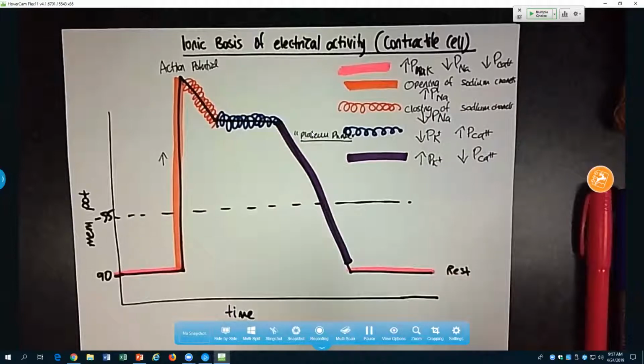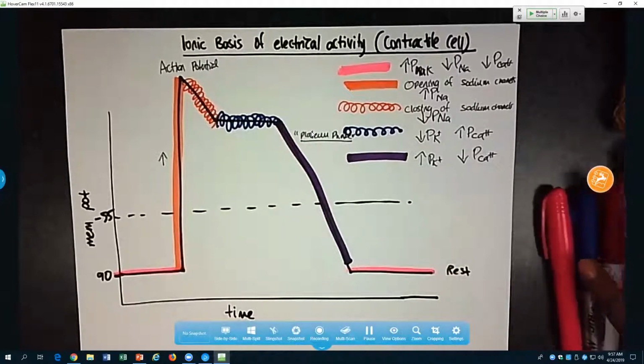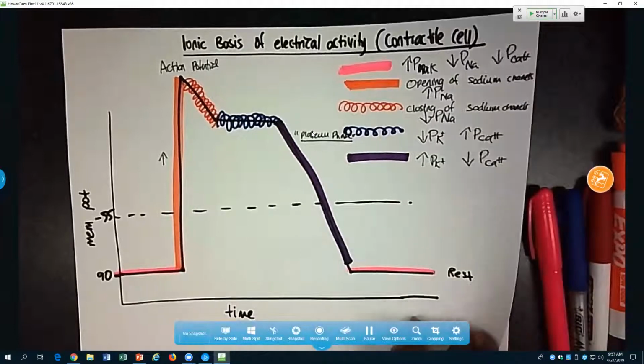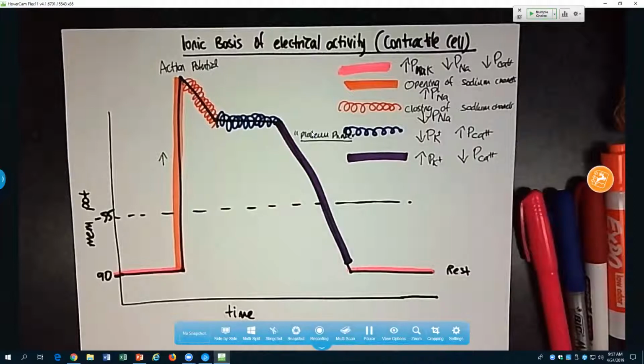And that is the ionic movement of a contractile cell. Okay, so two important differences you want to remember for the contractile cells is that, one, they're not autorhythmic, so they do not spontaneously depolarize. They have to receive electrical input from the cells around them, so from the pacemaker cells via gap junctions.